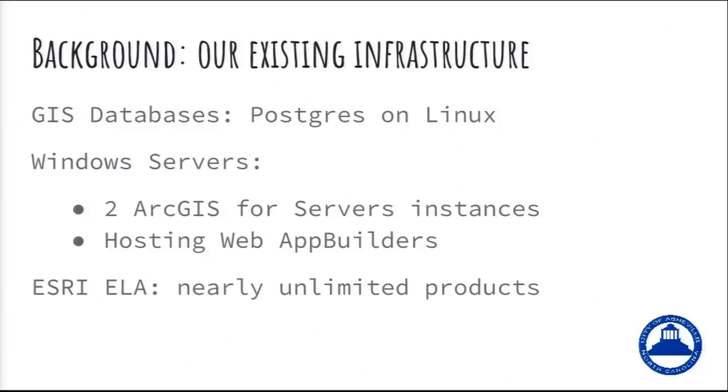And so we're running two instances of ArcGIS for Server. One of them is for all of our internal REST services that can't really be shared outside of the organization. And the other one is for all of our external ArcGIS for Server REST services. And then we also have a whole host of web app builders, and they range from our big kitchen sink map viewer that has all of our GIS data on it down to some very small apps that are focused just on specific processes. And we also have a pretty awesome ELA with ESRI that lets us have as many ESRI products as we want. So that's pretty cool.